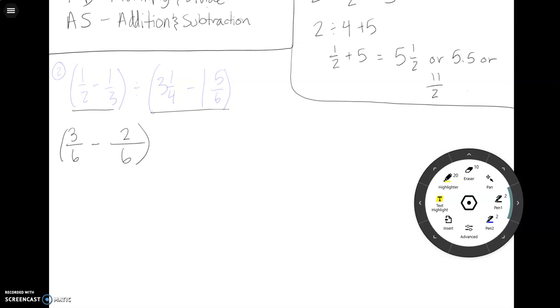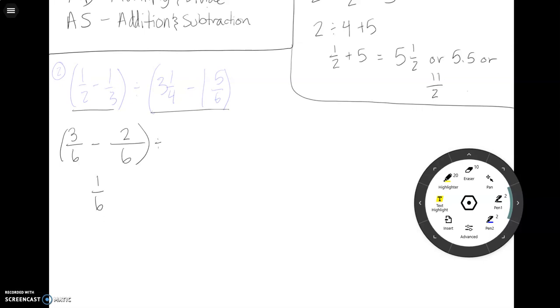And then I can just perform this subtraction. So 3/6 minus 2/6 means that I have 3 pieces of size 1/6. I'm going to take away 2 of those pieces, and I'm just going to be left with 1/6. Okay, I've kind of been ignoring the second set of parentheses, so let's come back to it.